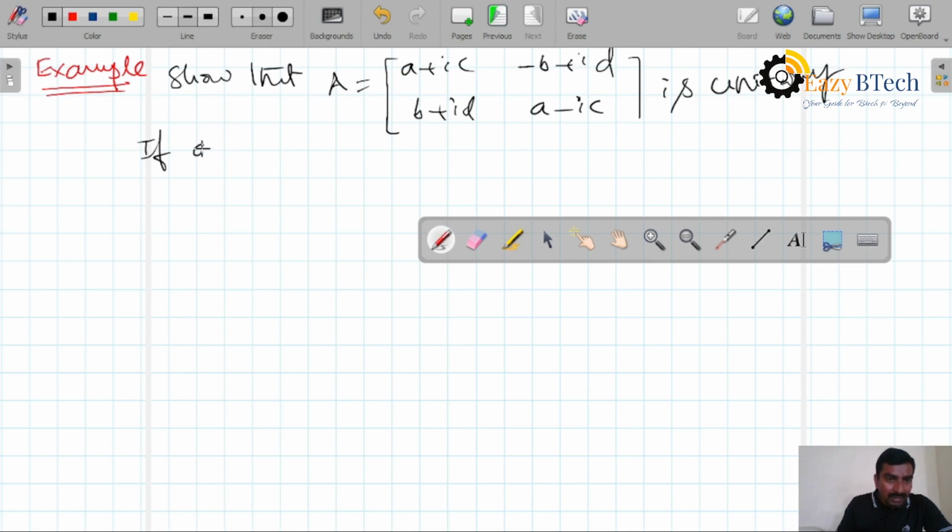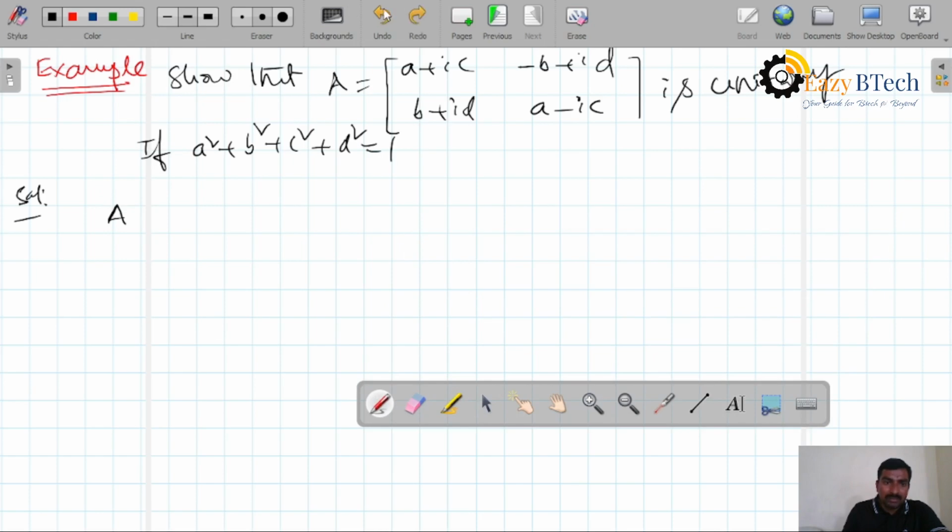If a square plus b square plus c square plus d square equals 1. So in case the sum of these squares equals 1, then we have to show that the given matrix A is a unitary matrix. So see the solution. Already you know A. Just calculate A transpose or A complement. As you wish, you can calculate either transpose or complement of A first.